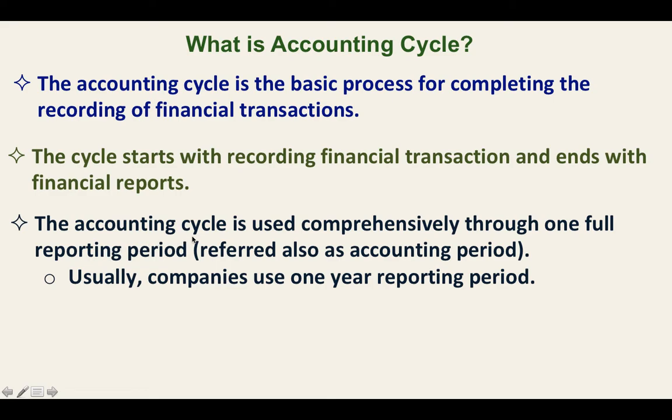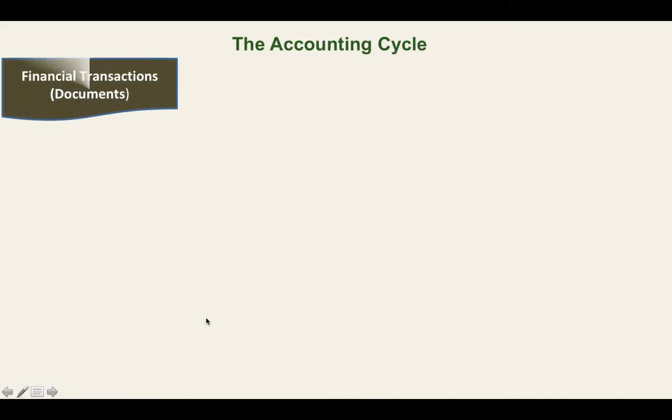The accounting cycle is used comprehensively through one full reporting period, and we have learned under GAAP that the reporting period is also referred to as the accounting period, and usually companies use a 1-year reporting period. Okay, let us now take a look at the cycle.